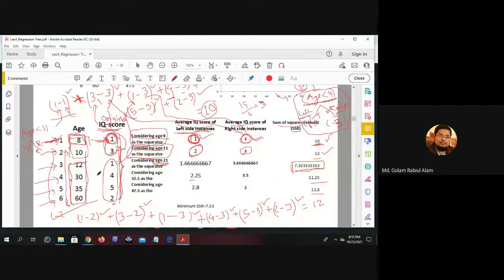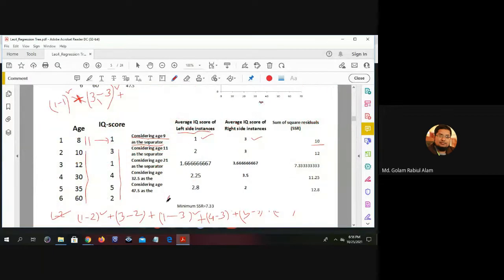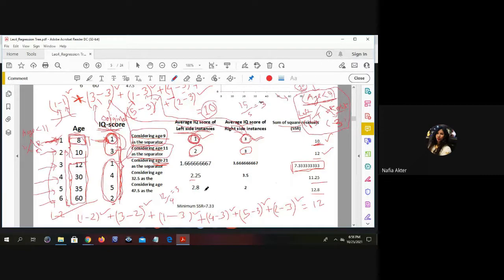Average IQ score of the right side instances. On the right side there are 4 instances, and the IQ scores are 1, 4, 5, and 2. So we have to determine the average of these 4. 1 plus 4 is 5, 5 plus 5 is 10, 10 plus 2 is 12. 12 divided by 4 is 3 again. So here is the 3.